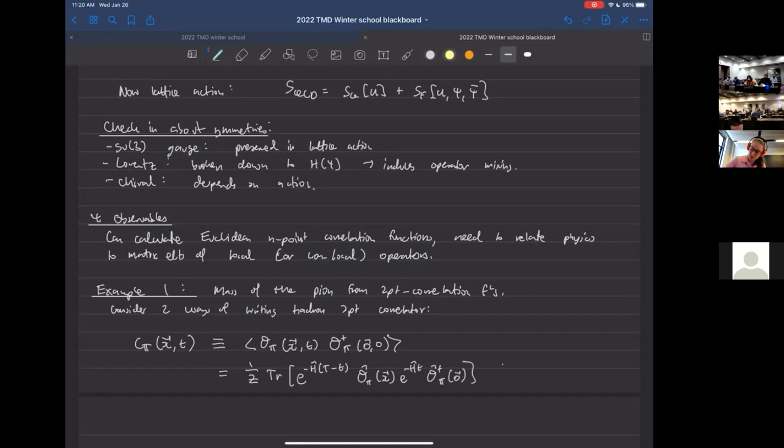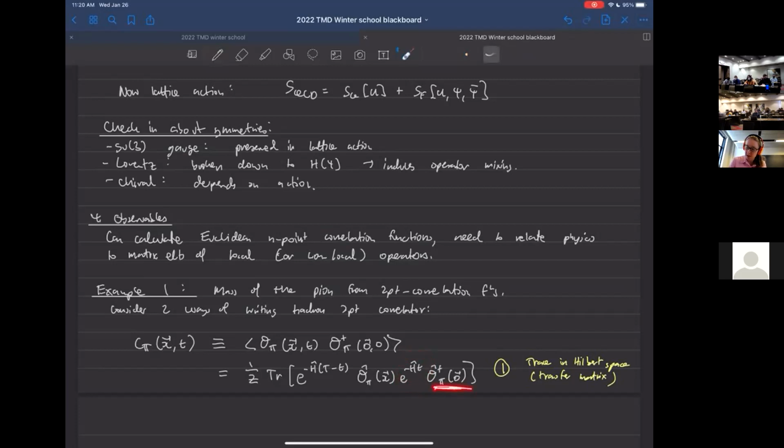Okay, so this is writing this as a trace in Hilbert space, or a transfer matrix, where here the transfer matrix looks like the Hamiltonian, right? Because the Hamiltonian generates translations in time.